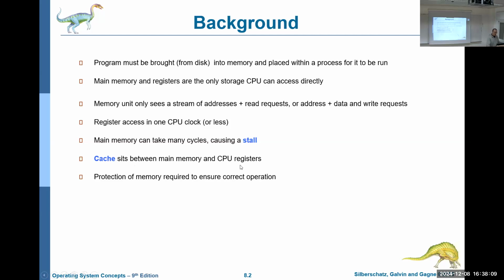Cache sits between main memory and the CPU registers. Because of the slowness of memory, we want to bring as much of the memory into cache as possible so that we can access it faster. Protection of memory is required to ensure correct operation. Protection means that one process shouldn't access another process's memory.